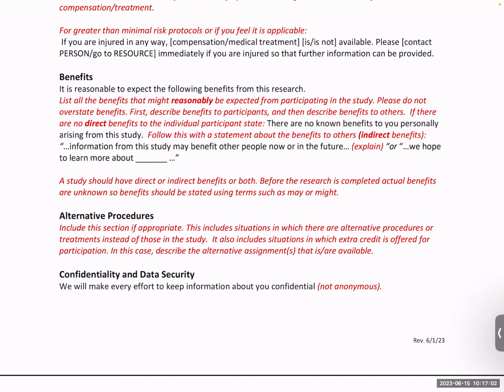Note too that benefits are not compensation. Compensation is given to a participant for their time and effort or to reimburse expenses. So that is different from the types of benefits that we're talking about here. Okay, and now I'm going to turn it over to Ida Umphers, who will cover the other parts of the template.